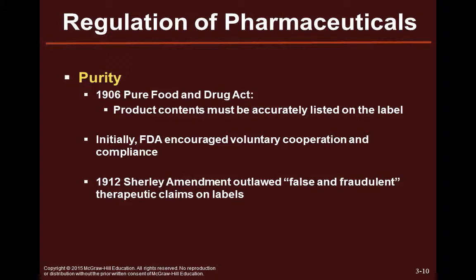So according to the 1906 Pure Food and Drug Act, you have to accurately list the contents. So if you're going to put horse manure or tar in your medication, then it needs to show up on the label. Initially, like a lot of regulatory efforts here in the United States, manufacturers were supposed to cooperate voluntarily. But in 1912, we actually saw an amendment to the Pure Food and Drug Act that made cooperation mandatory. So if you made false or fraudulent claims, then you could be prosecuted under the Shirley Amendment to the Pure Food and Drug Act.